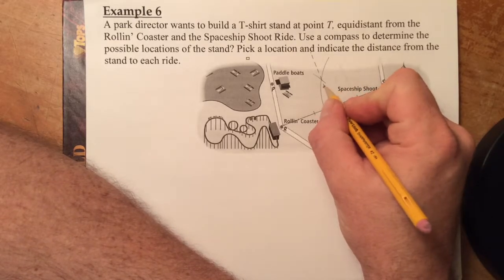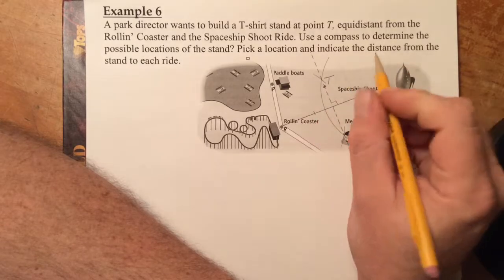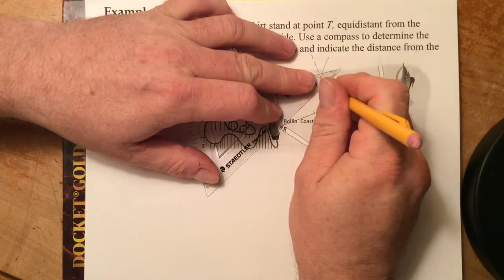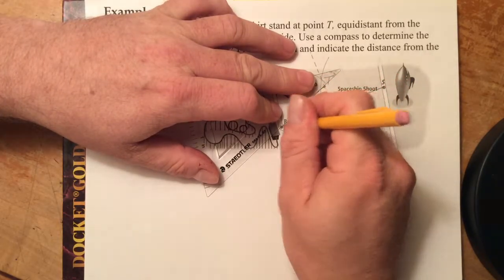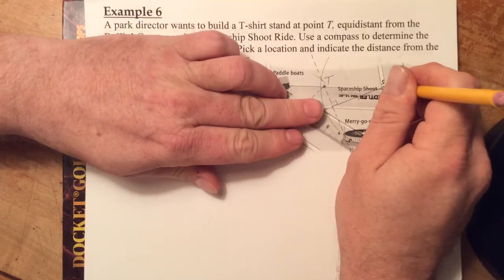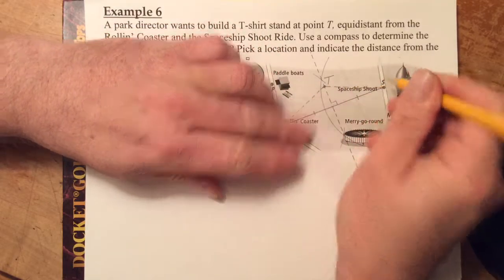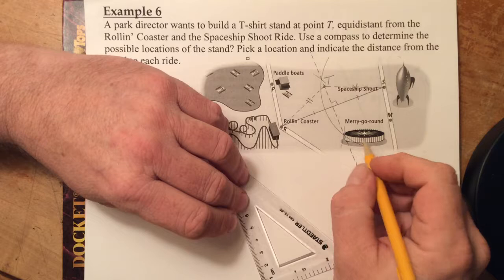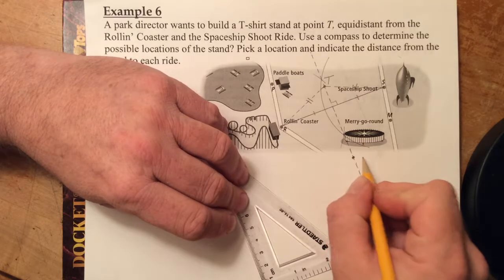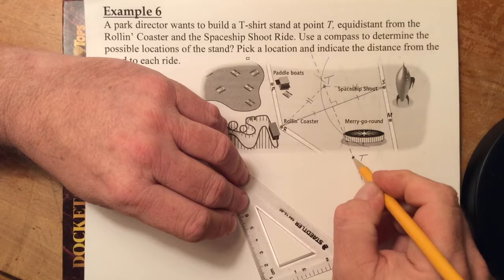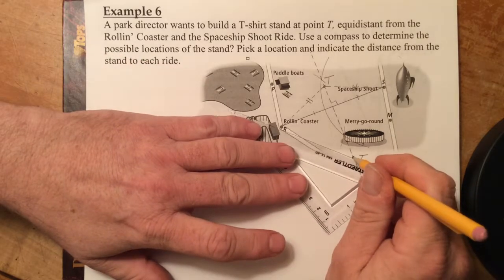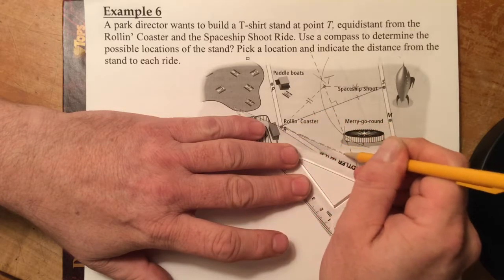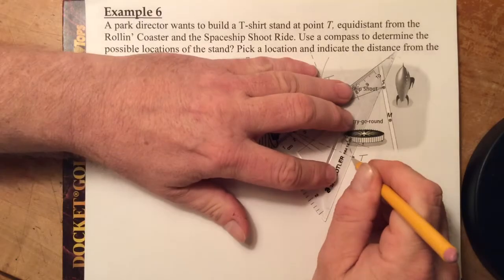Let's say we want to put T here, our t-shirt stand. We're going to indicate it's the same distance to the coaster ride as it is to the spaceship ride. So I'll use two tick marks here and two tick marks there. On the other hand, maybe they want it to be here, the t-shirt stand way down here. It's still equidistant both to R and S. I'll indicate that by doing this one more time, from T to R and from T to S.